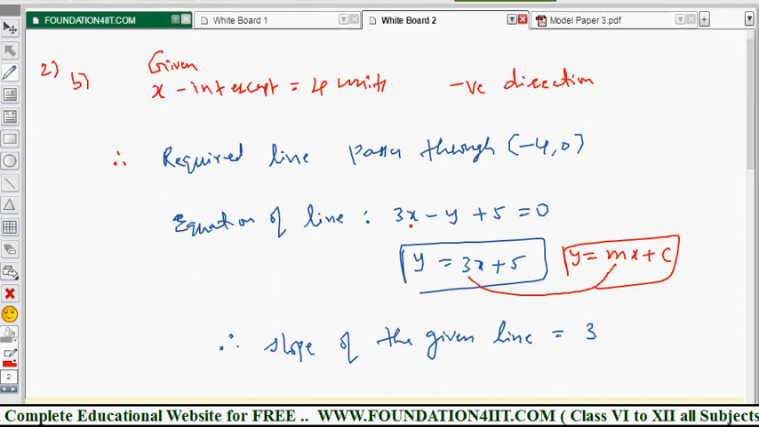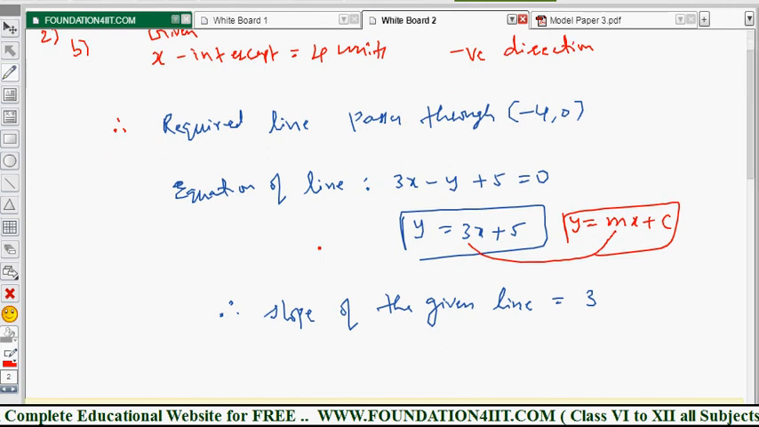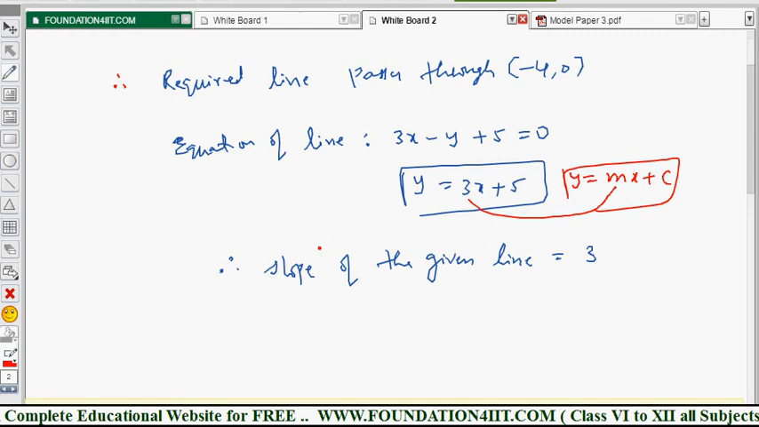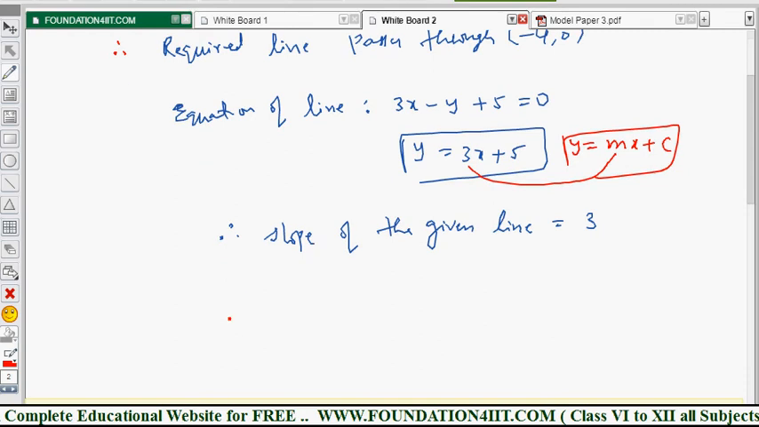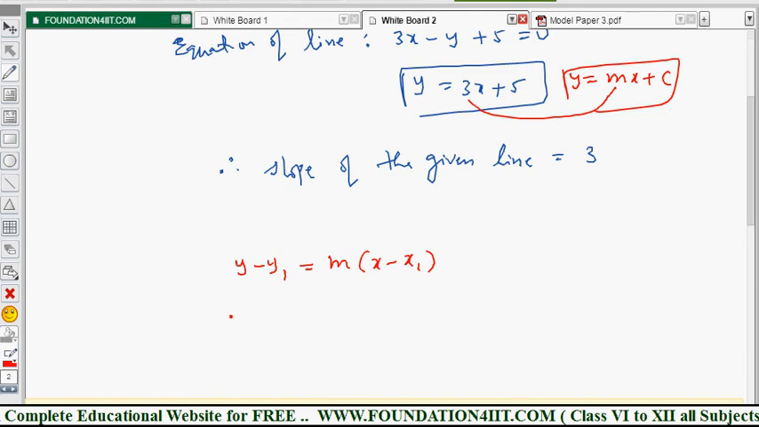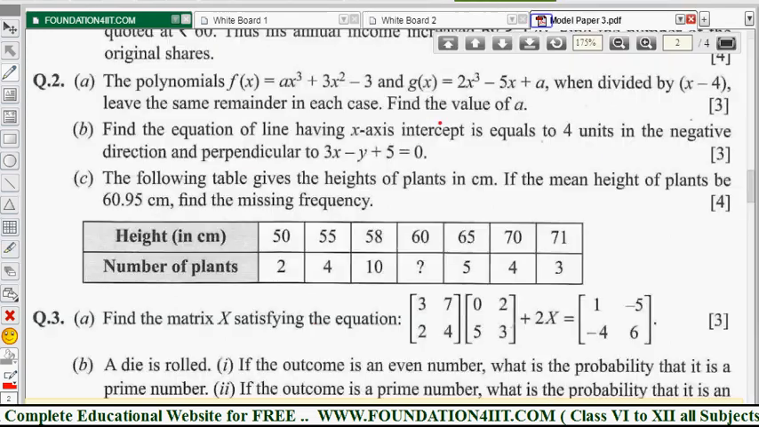Then we have the slope and the point. You can find the equation of the line using the formula y minus y1 equals m into x minus x1. Then y1 is 0 and x1 is minus 4. And if you observe the question, it says negative direction and perpendicular to this. Perpendicular means for the slope you take the reciprocal.